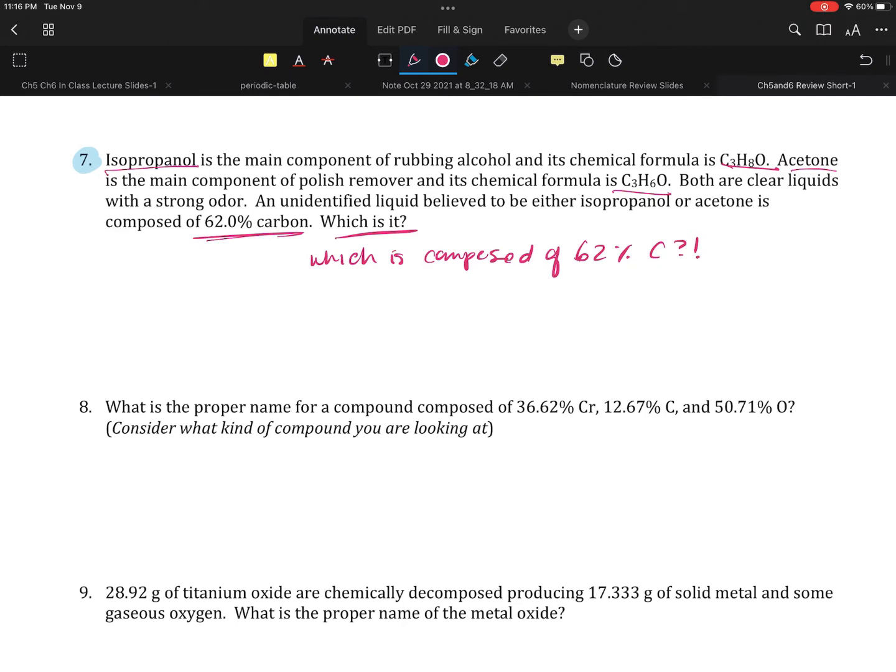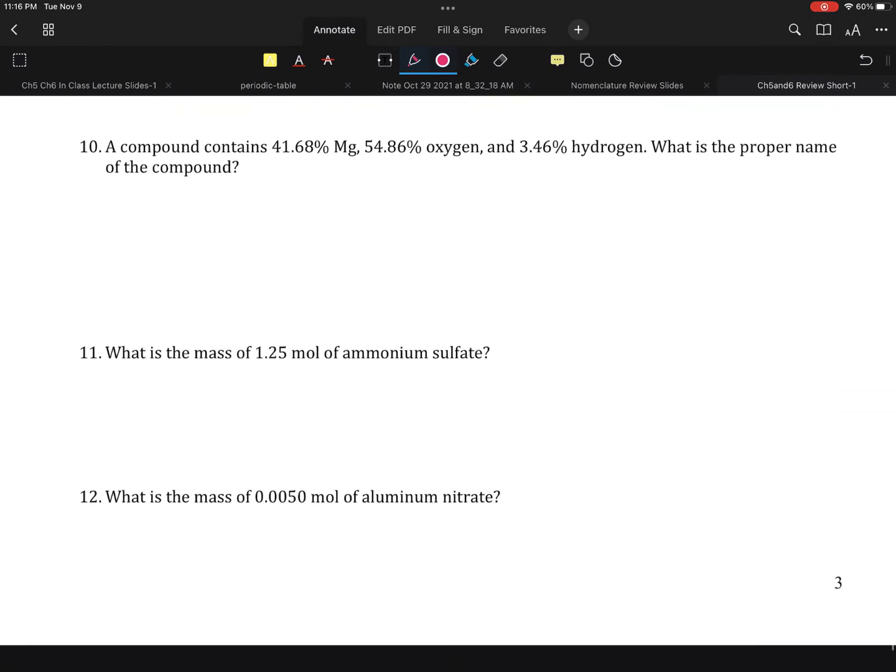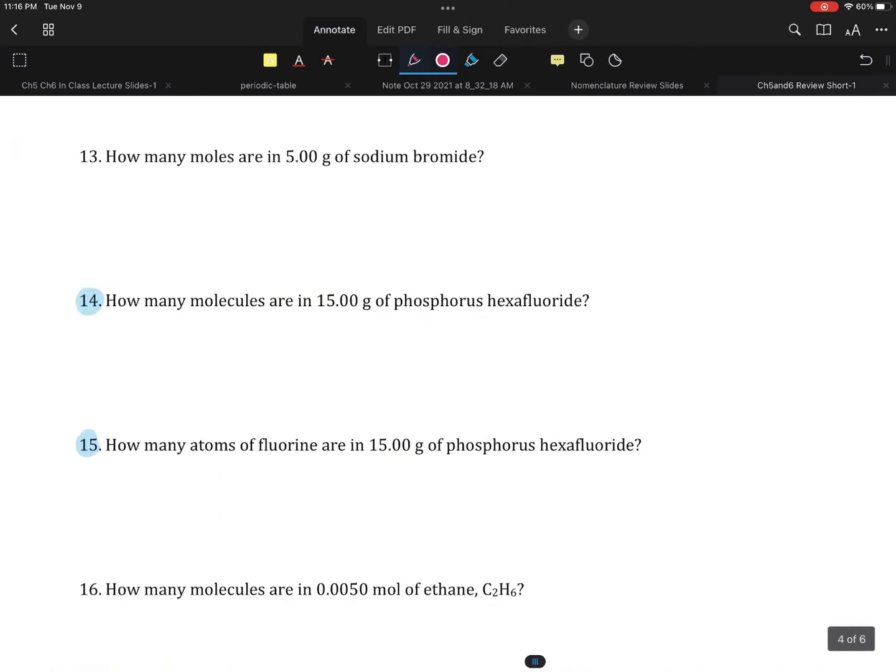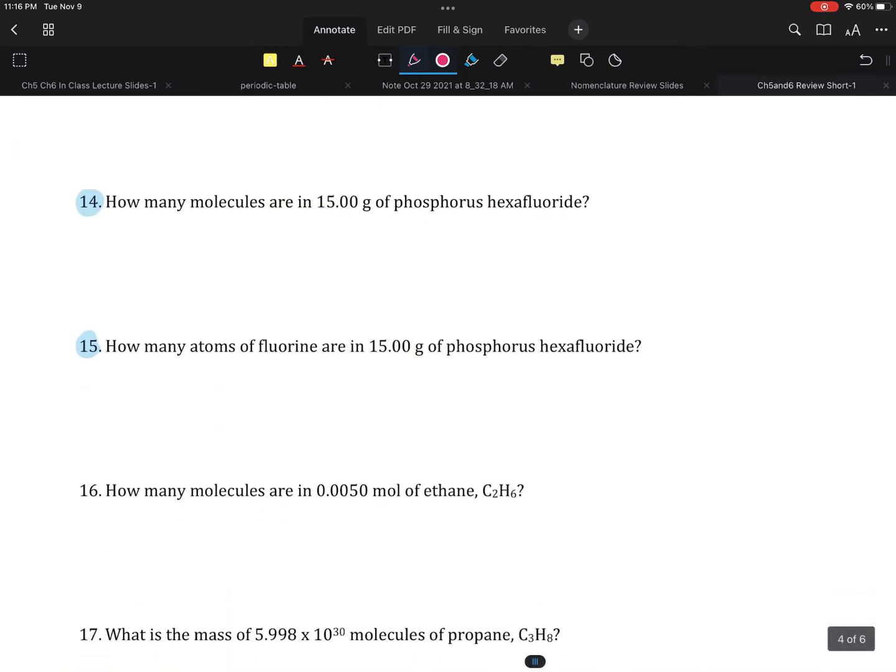All right, next problem. If we read the next problem, we are tasked with finding the number of molecules in 15 grams of phosphorus hexafluoride. So molecules is our goal. Grams of phosphorus hexafluoride is our given.